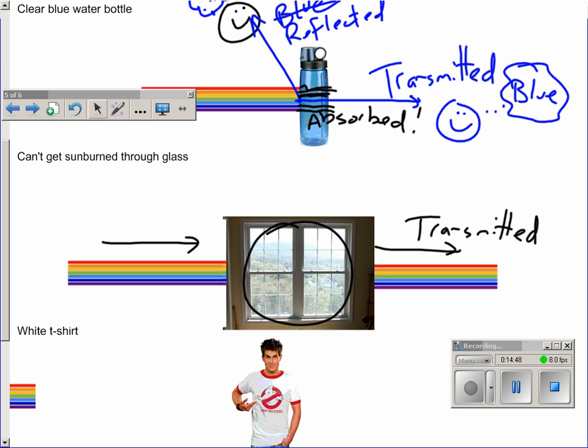It turns out, though, that if you were standing inside, here's you looking out at the trees, thinking about trees, right? It turns out you cannot get sunburned. And the reason for that is ultraviolet rays, due to the makeup of glass, ultraviolet rays cause sunburn, right? So those ultraviolet rays actually get absorbed.